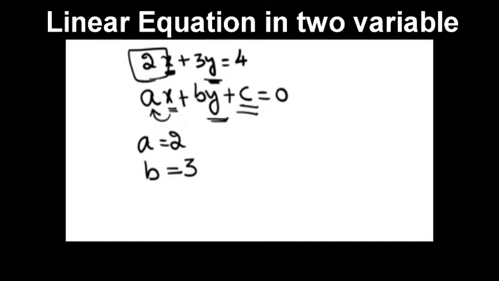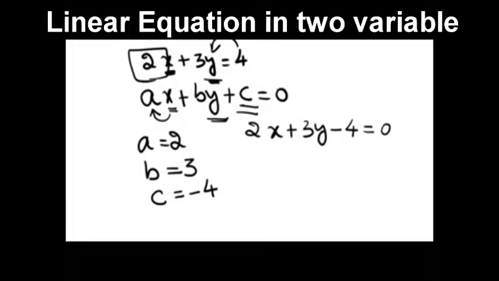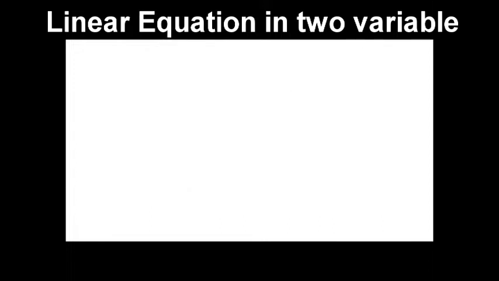So I will rewrite this equation in this form. 2x plus 3y, I will take this 4 to the LHS side, so minus 4 is equal to 0. Now both the equations look alike. That means the value of c is equal to minus 4. So this is the general form of an equation, when we write ax plus by plus c is equal to 0.